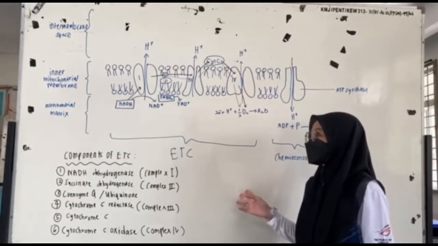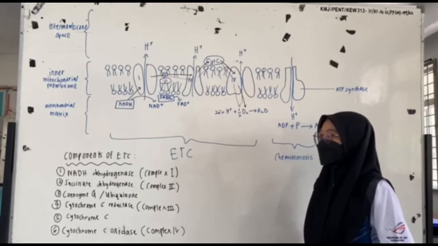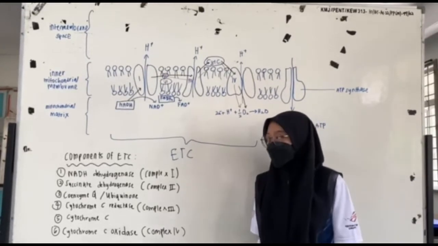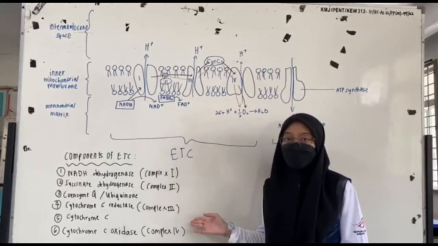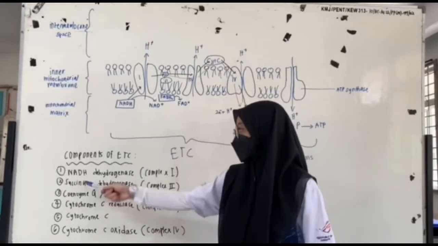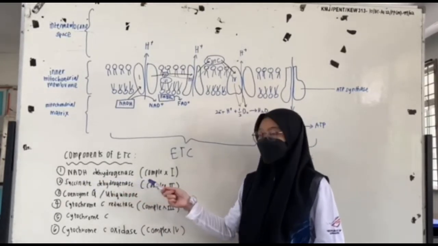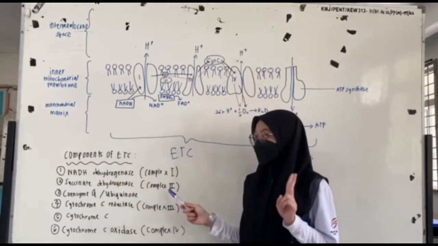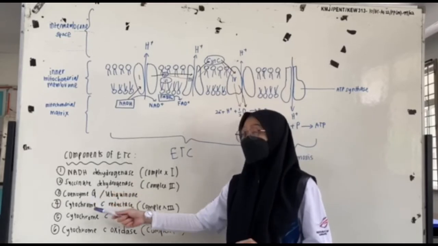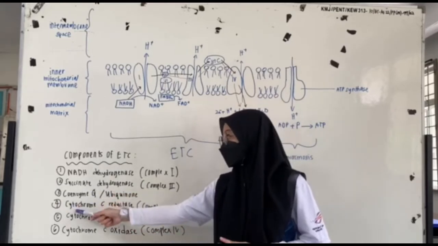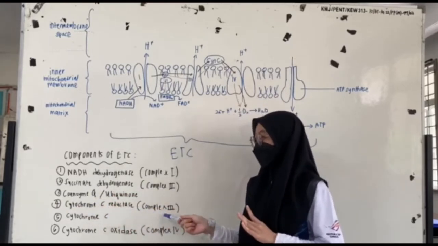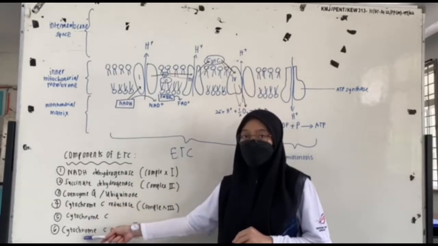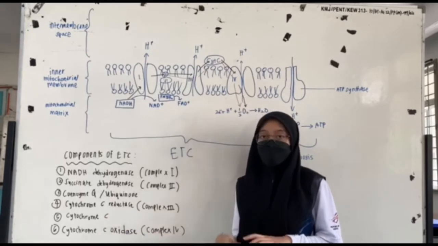So today I'm going to explain about the electron transport chain and chemiosmosis. There are 6 components involved in the ETC. First, NADH dehydrogenase, which is complex 1. Second, succinate dehydrogenase, which is complex 2. Third, coenzyme Q or ubiquinone. Fourth, cytochrome C reductase, which is complex 3. Fifth, cytochrome C, and the last one is cytochrome C oxidase, which is complex 4.